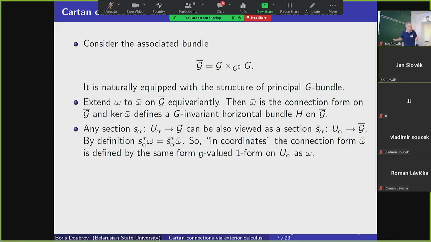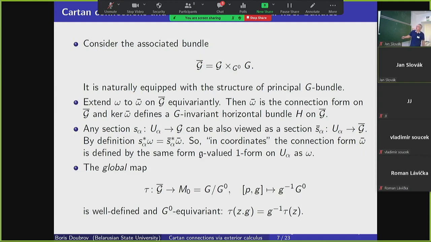So that's what happens. Well, anyway, why I need this bigger G bar is because this G bar can be mapped to our model space, G by G naught, globally. So it's a global map. And this is a definition. So you just quotient by the right action here. You use here the left action of G0 and G, and here you use the right action. And this is well-defined; it's an exercise to check that this is indeed a well-defined map, and that it's G0 equivariant.